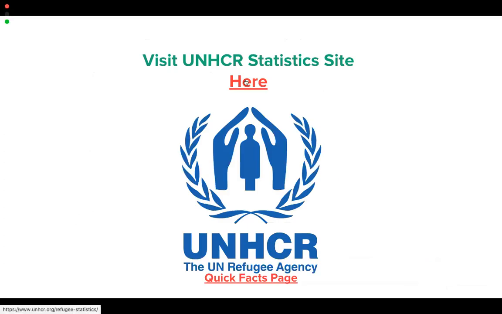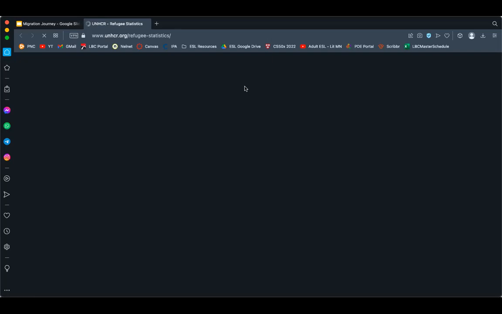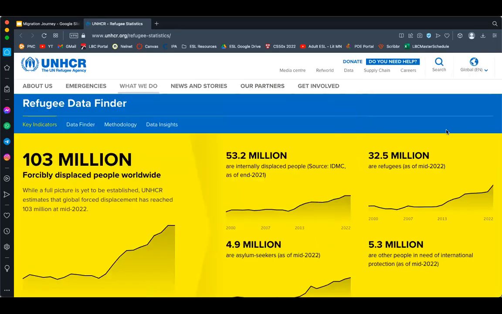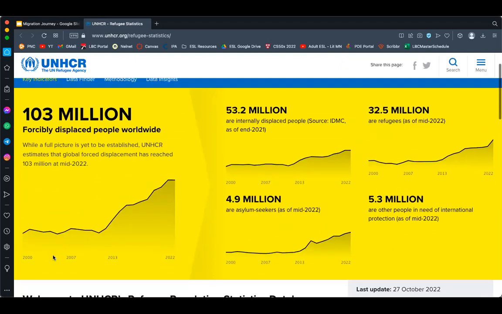And actually, it's so great, we're going to go visit their site. I think I'm sharing my internet, not just the PowerPoint, so hopefully you all can see this. According to the UNHCR currently, there are actually 103 million forcibly displaced. That's 3 million more than what was on the slide, and about half of them are internally displaced.